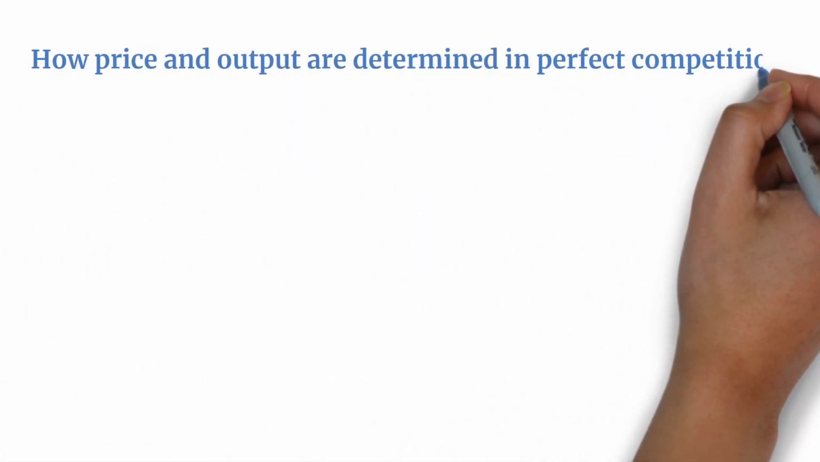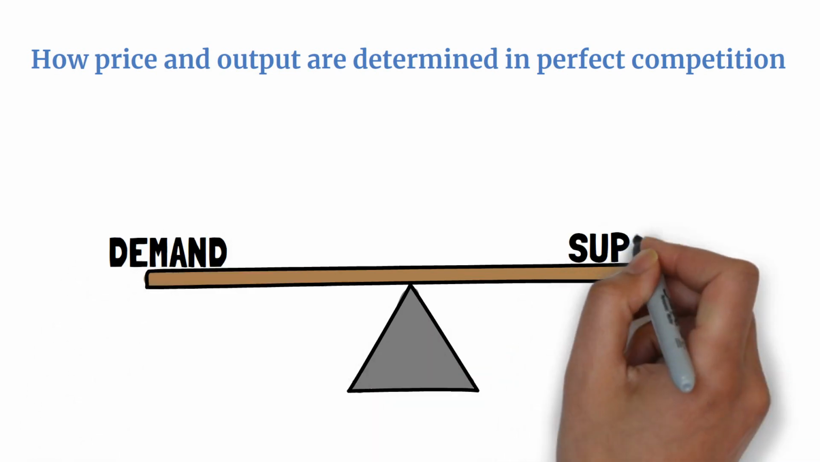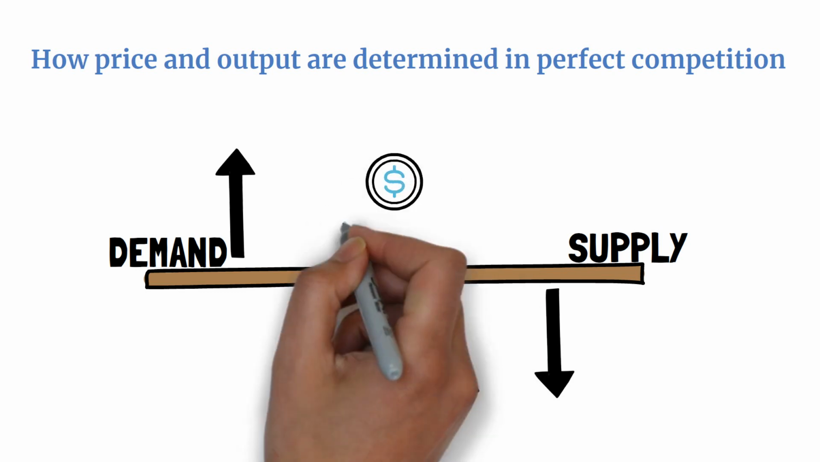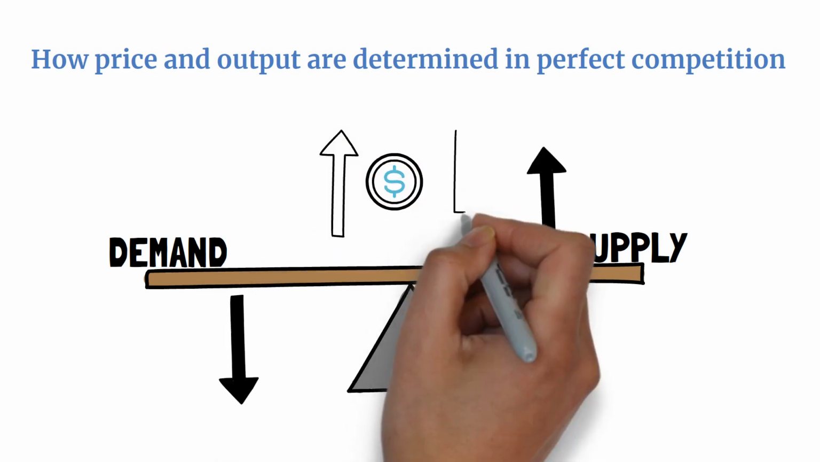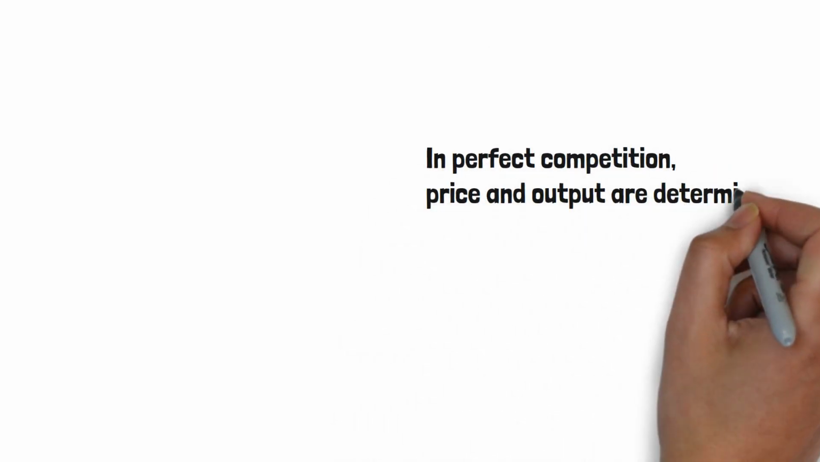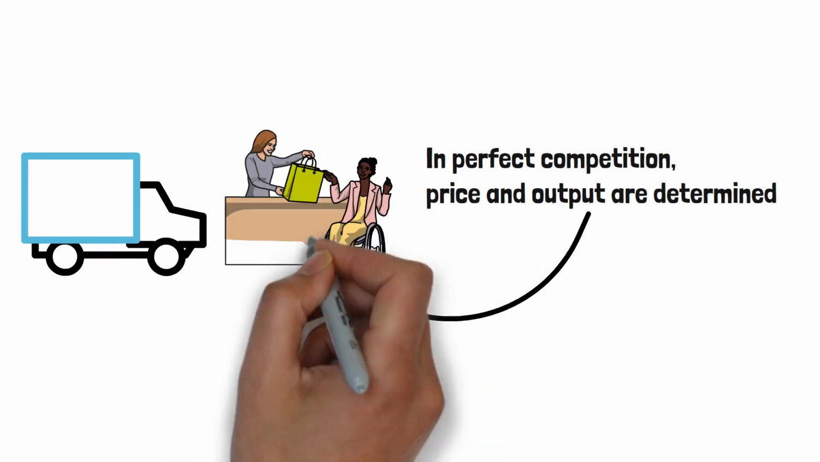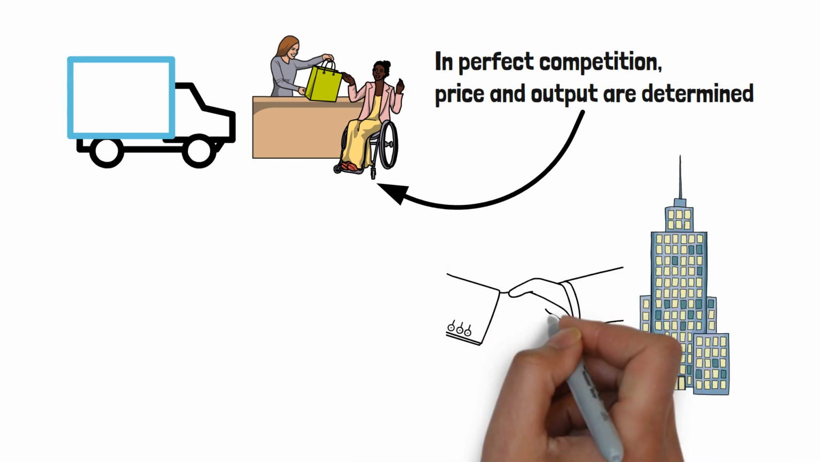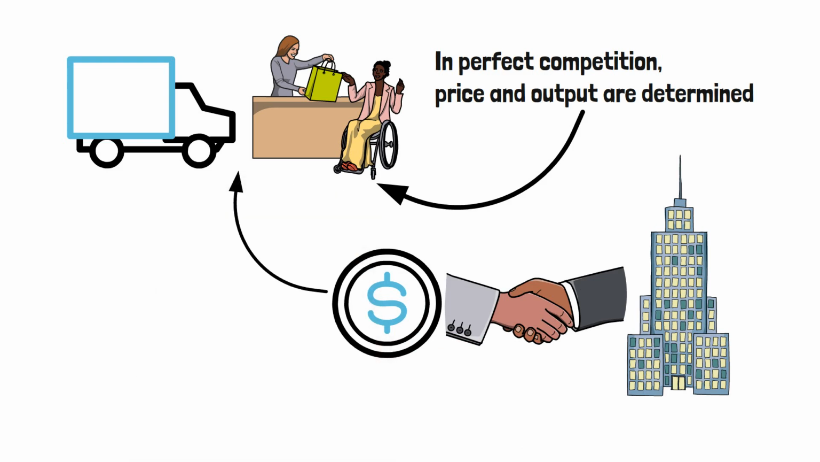How price and output are determined in perfect competition. The available supply will determine the price based on demand. If demand is high and the supply is low, the price will rise. When there is more supply than demand, the price will fall. In perfect competition, price and output are determined by the interaction of demand and supply in the market. These forces decide the price of the industry. The firms will follow the prices decided by the forces of demand and supply.